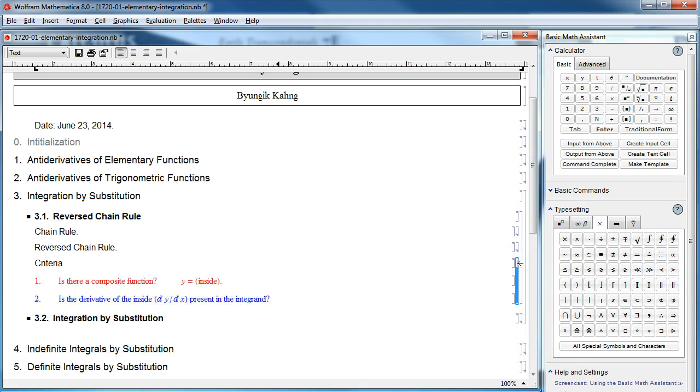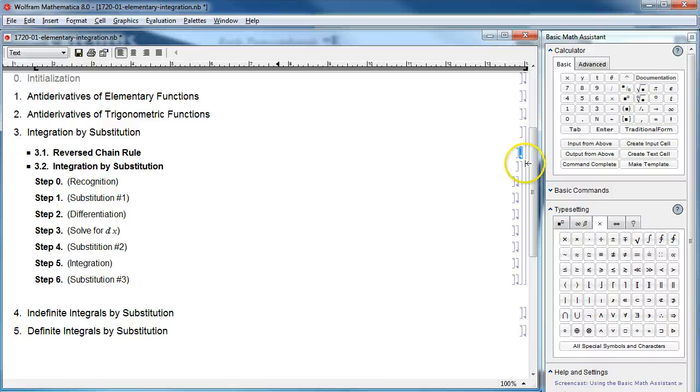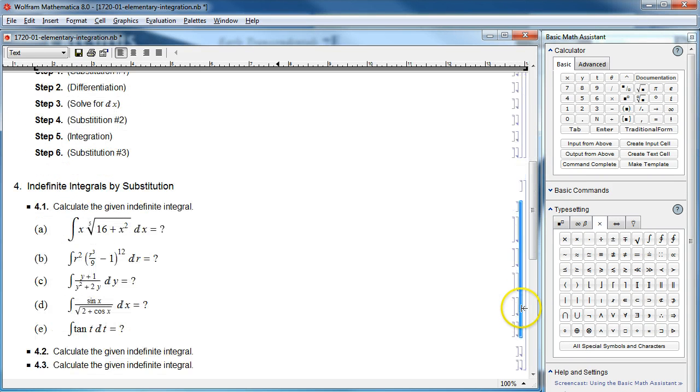And for criteria, here we go. Is that a composite function? And then the derivative of the inside should be flying around somewhere. Okay, and then here is the process, but it makes little sense unless you actually have some problem with you. So let's go ahead with a problem set. Let's see, for example, how about a problem like this one? Okay, here's a good problem.